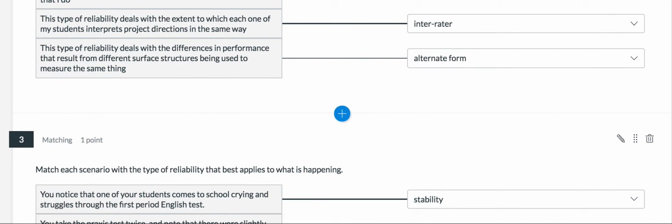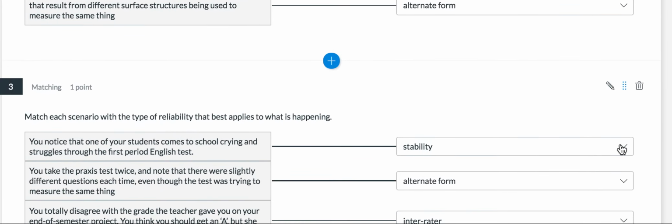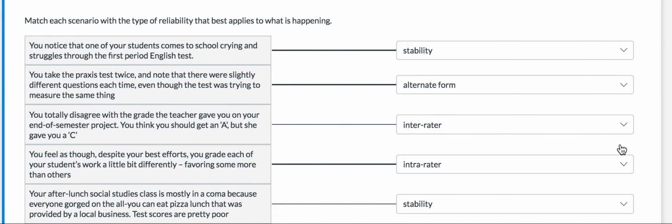For the next section, we look at, hold on, I got a technical issue here. We look at a couple more. You notice that one of your students comes to school crying and struggles through the first period English test. Stability issue because outside factors are influencing their ability to focus or concentrate.